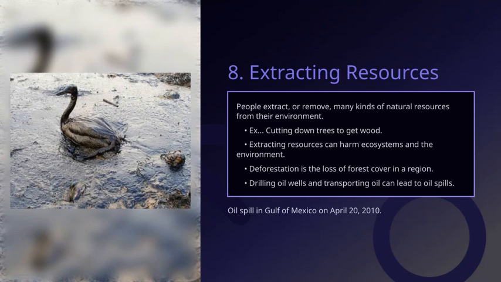People extract, or remove, many kinds of natural resources from their environment to meet their needs. For example, cutting down trees to get wood is a common way to extract resources. While this is useful, it's important to remember that extracting resources can sometimes harm ecosystems and the environment. Deforestation, which is the loss of forest cover in a region, is a clear example of this impact. It can lead to habitat loss and other ecological problems.